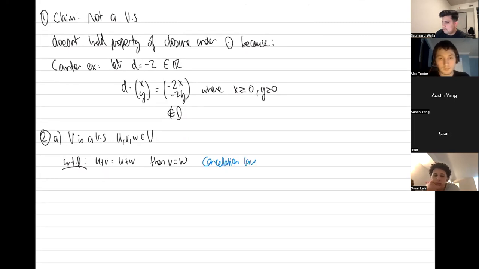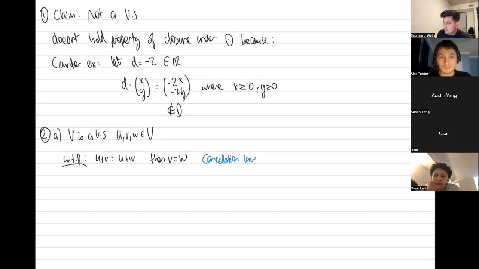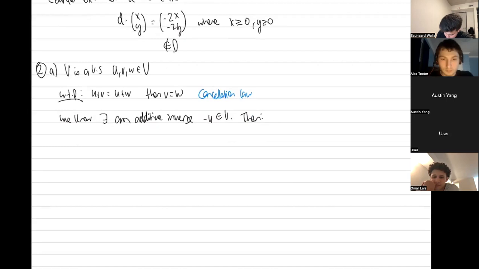So we're going to use axiom 4, I believe it is. I'll write this up. There exists an additive inverse, let's say minus u, that is a part of V. Then what we can say is u plus v is equal to u plus w. We can add minus u to both sides, and that will equal minus u plus u plus w.